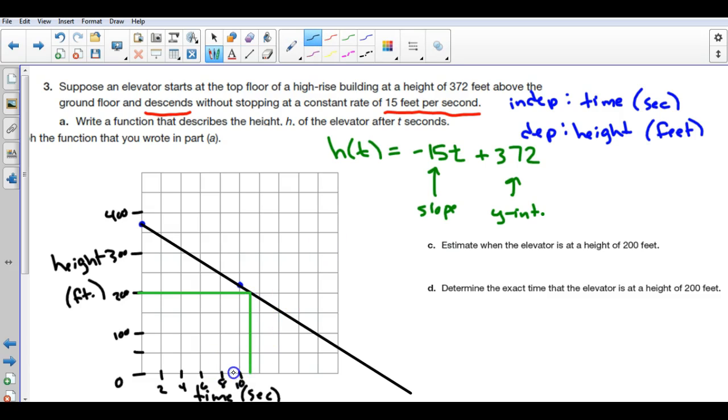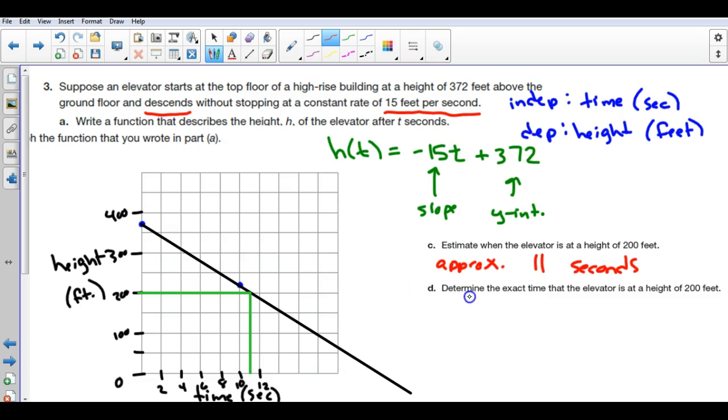So since I counted by 2's here going across the x-axis, that means 12 would be here. So it looks like the elevator is crossing between 11 and 12. So what you're going to want to say is approximately 11 seconds. So we're using a graph to kind of just estimate where the line crisscrosses our function. So I went over from 200 feet, and then I traced down to figure out what my time is.